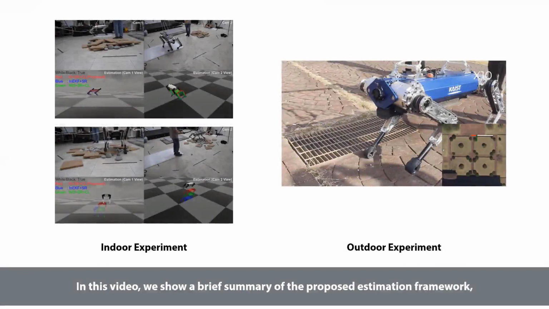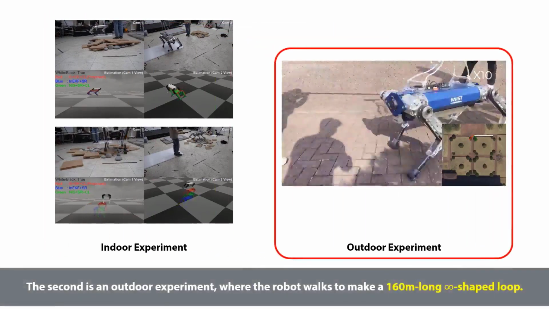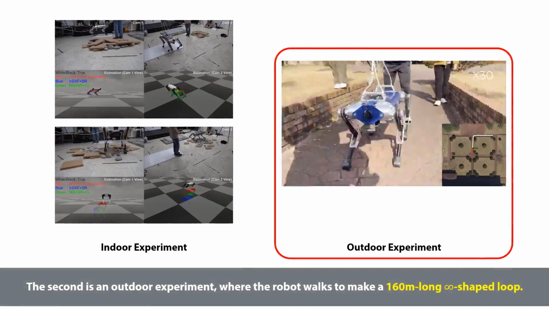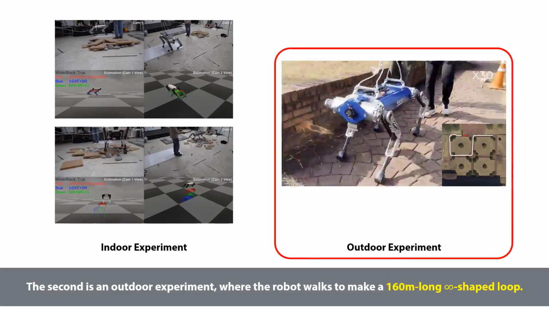In this video, we show a brief summary of the proposed estimation framework, along with the estimation result in two different experiments. The first is an indoor experiment, which includes dynamic contact events. The second is an outdoor experiment, where the robot walks to make a 160 meters long infinity-shaped loop.